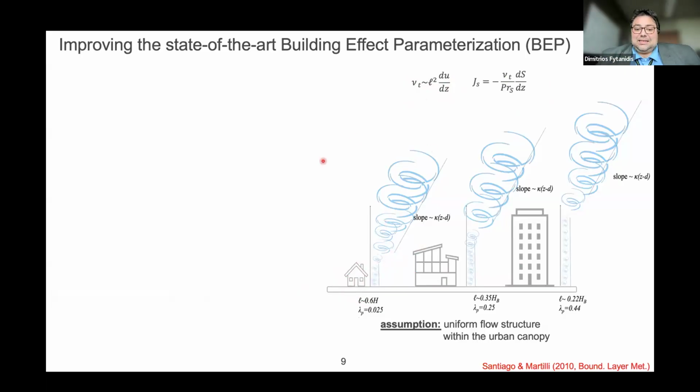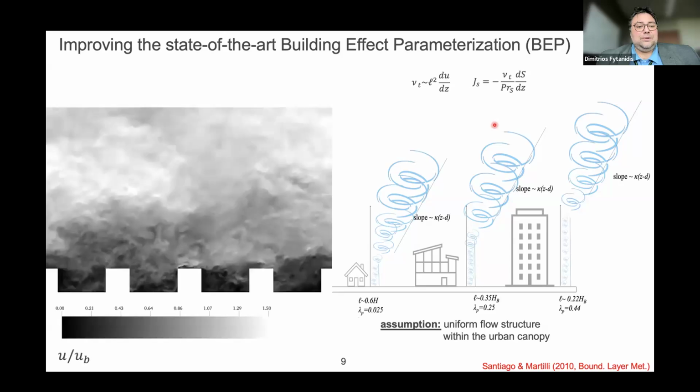Now, this is a cartoon representation of what the classic BEP scheme would predict for the flow structure. On the left side, I plotted some high-fidelity large eddy simulations of a canonical case with an array of cubes. This is a slice of the domain, and I visualize the velocity. And you can see that the structure below the building height is not really uniform. It seems that there are many ups and downs in the velocity.